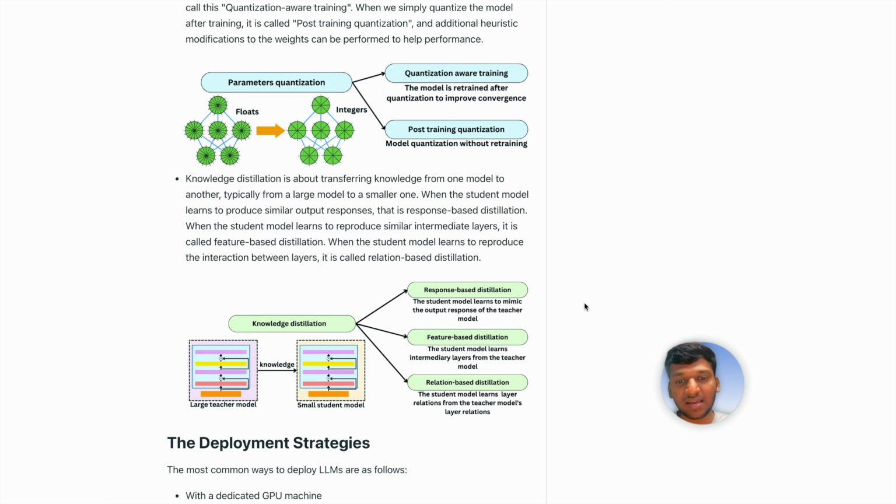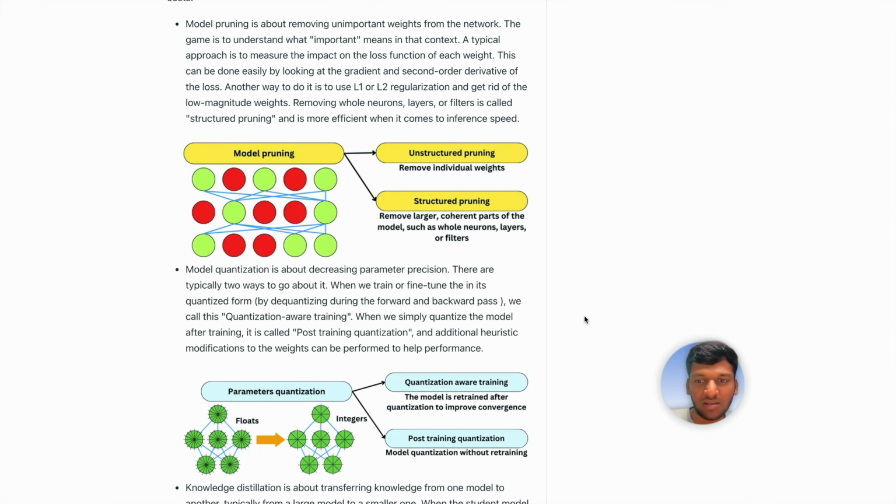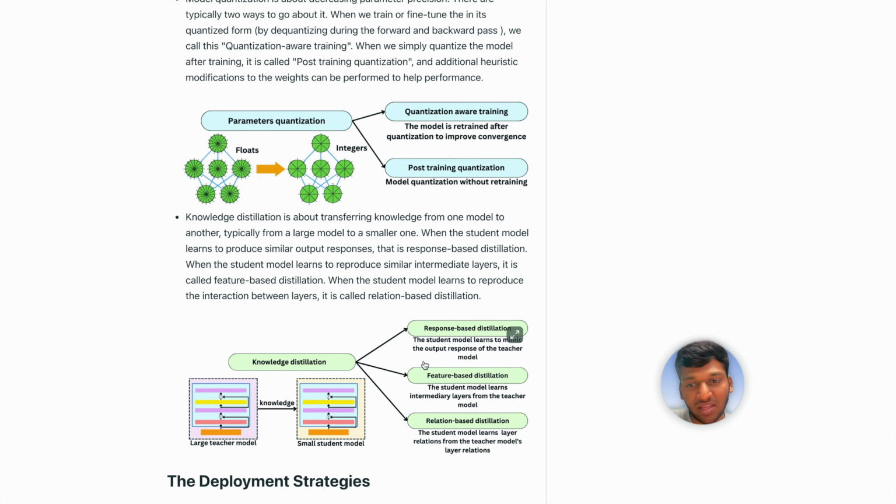Relation based distillation is where the student model learns the layer relationship from the teacher model's layer relationship. The layer relationship is how the loss is transferred to the next layer, or what importance is given from the first layer to the second layer. The student model also tries to learn the same type of relationship. This is called knowledge distillation. To reduce the model size, we have seen three things: model pruning, parameter quantization, and knowledge distillation. The student model tries to learn from the teacher model because the student model size is very low compared to the teacher's model. So the small model tries to achieve the output or accuracy of the large model. That's the basic difference.